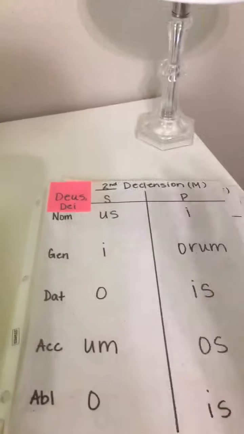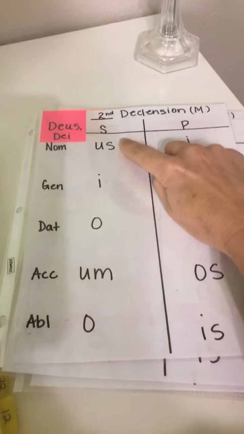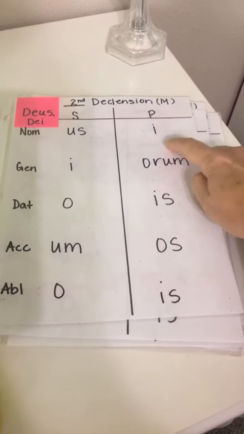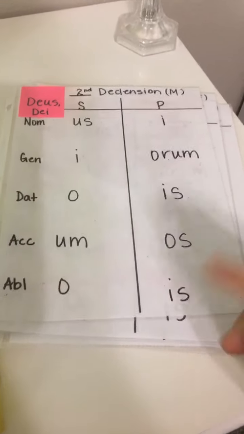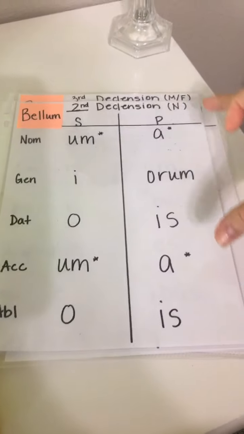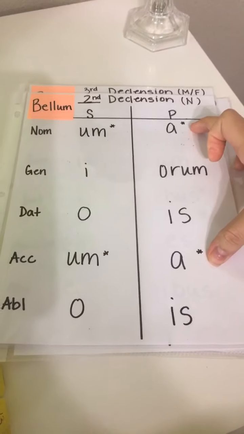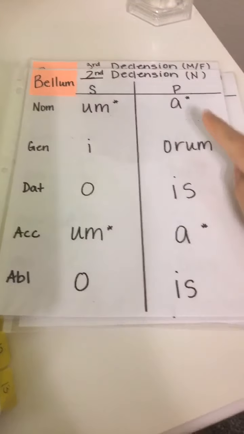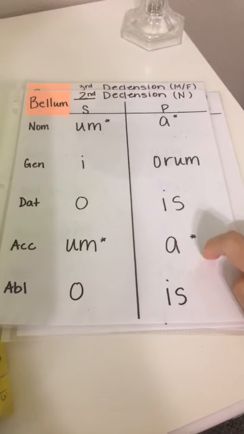Let's do second declension. Deus, dei, deo, deum, deo, dei, deorum, deis, deos, deis. Bellum, second declension neuter. Remember our neuter rule. Nominative and accusative are the same. Again, they are the same, but in the plural, they are both A. Bellum, belli, bello, bellum, bello. Bella, bellorum, bellis, bella, bellos. Bellis, sorry.